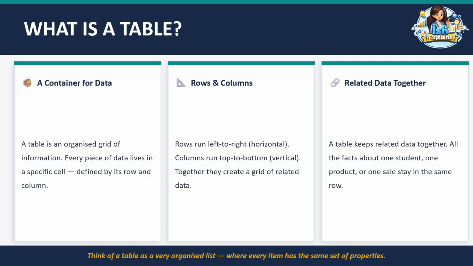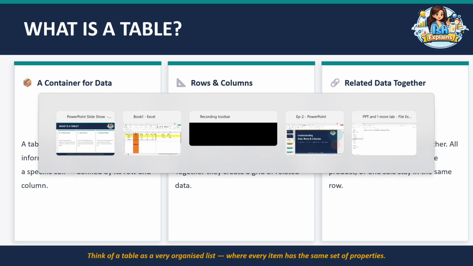So now we have rows and columns; put them together, you get a table. A table is just an organized one. Every piece of data sits in one specific cell: one row, one column, one box. The most important rule of a good table is that related data stays together. You never split it up randomly. Think of a table like a really well organized notebook where every single entry has the same set of details.